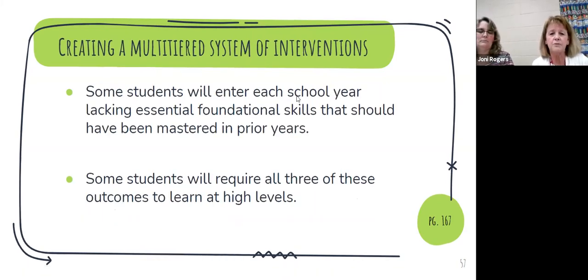And then some students will enter each school year lacking essential foundational skills that should have been mastered in prior years. That's going to be tier 3, where they have not mastered it, and we're going to give them that intensive intervention, tier 3, towards the tip of the funnel at the bottom. Some students will require all 3 of these outcomes to learn at high levels. And we don't want to forget the enrichment also.